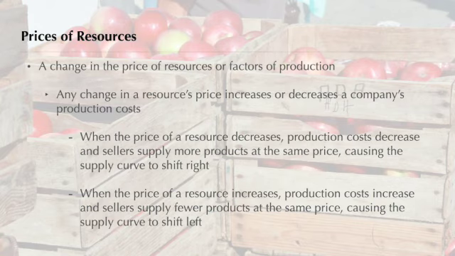One of the most common determinants that can shift the supply curve is a change in the price of resources, or factors of production. A resource is anything that is used in the production of a good or service. Resources include raw materials, electricity, and workers' wages. These resources contribute to a business's costs of production. Thus, any price change for a resource increases or decreases a business's production costs.